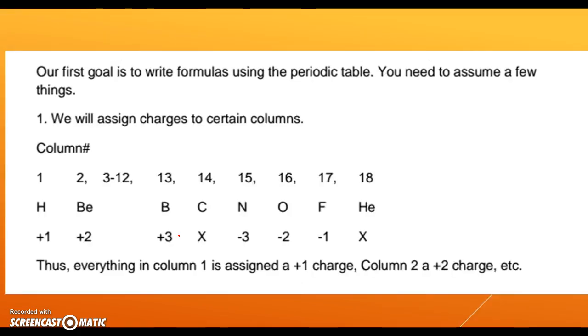So again, you have to be able to recognize that the column number is going to be equal to the number of valence electrons. So the first column, something with hydrogen, is going to be +1. Second column, something with beryllium and so forth, going to be +2, so on and so forth. So being able to recognize these is key.